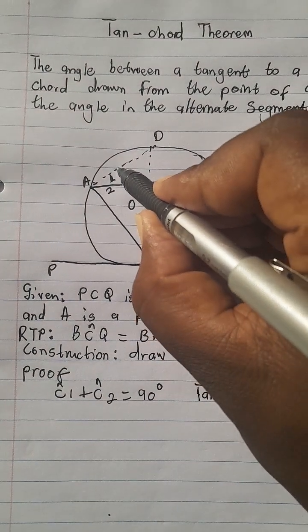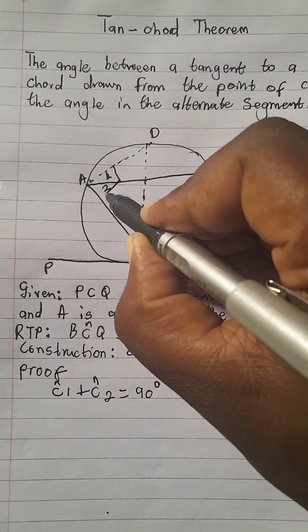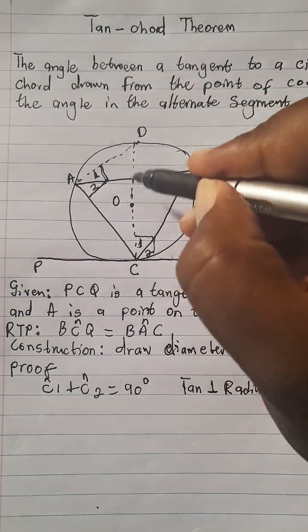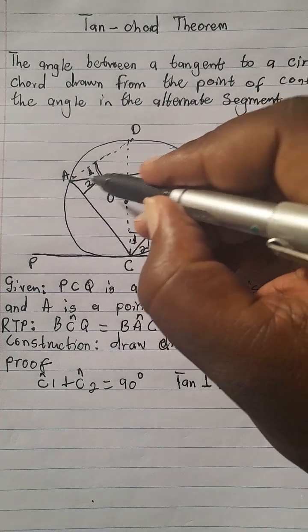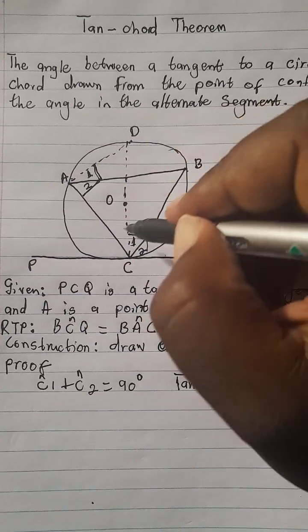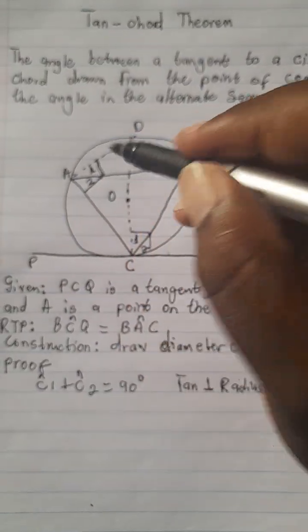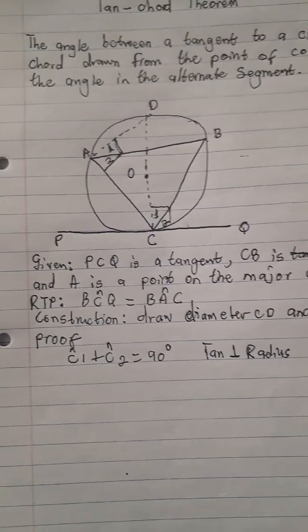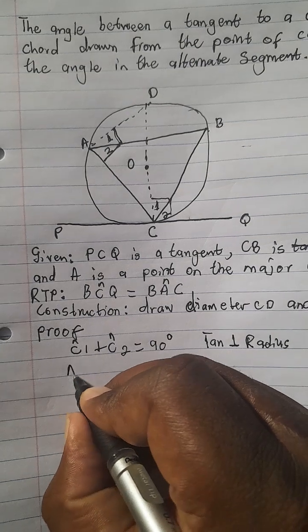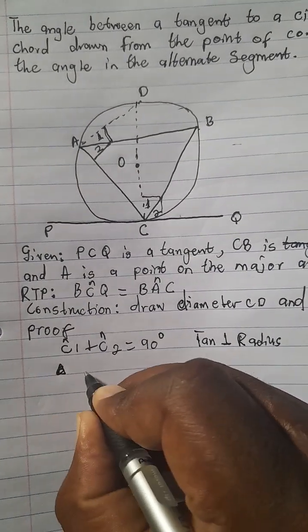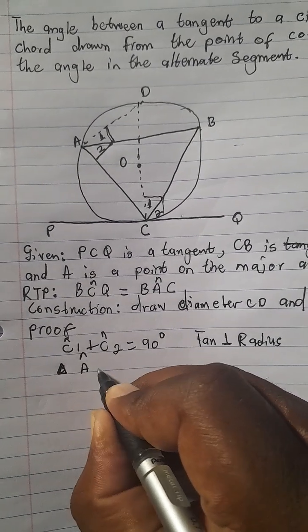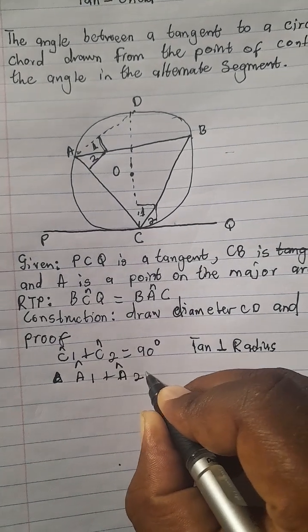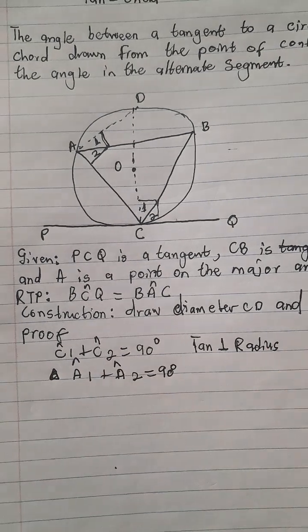Can you see that here A1 and A2 form 90 degrees? Do you know what is the reason? It is because of a diameter. A diameter subtends a right angle. In other words, subtends means to create. So it creates 90 degrees. So it means that angle A1 plus angle A2, guys, will be equal to 90 degrees.